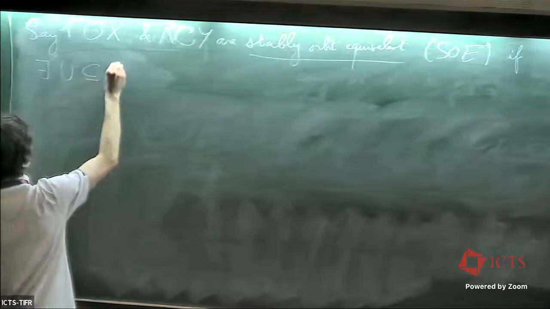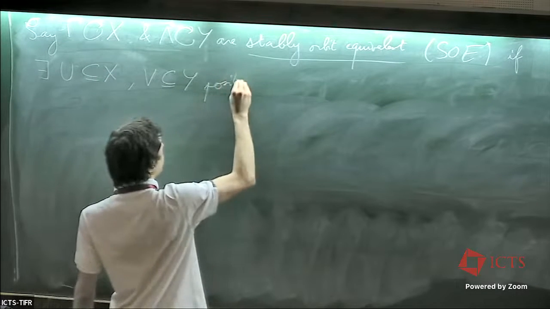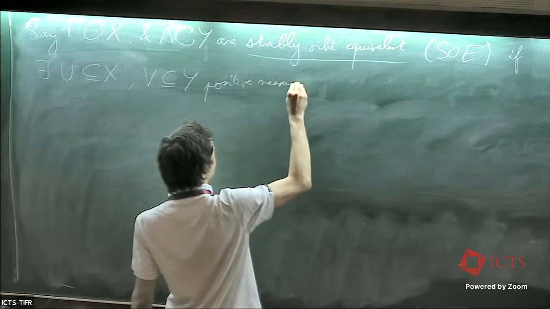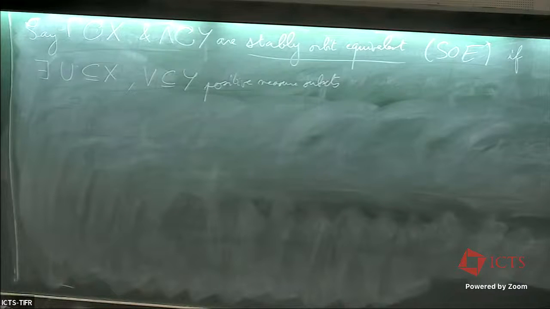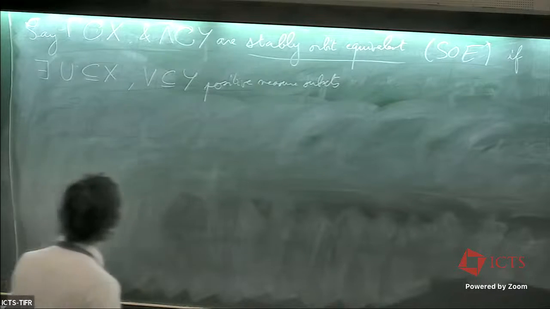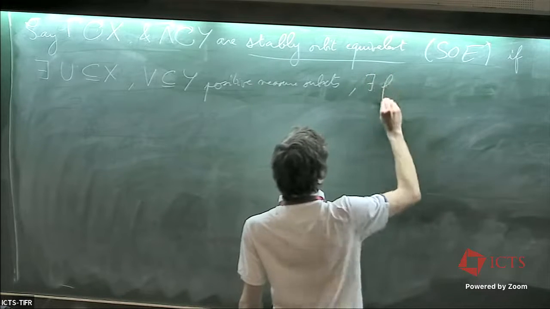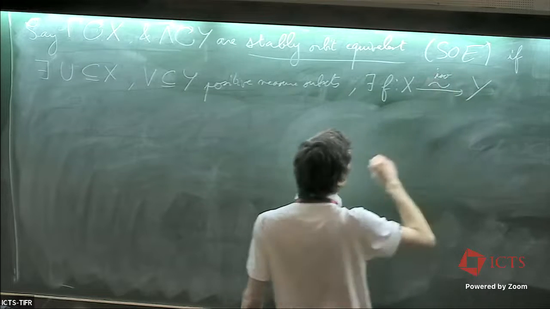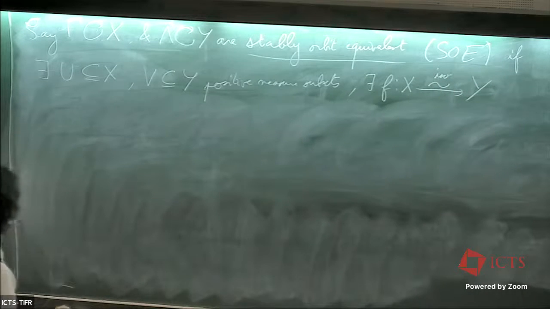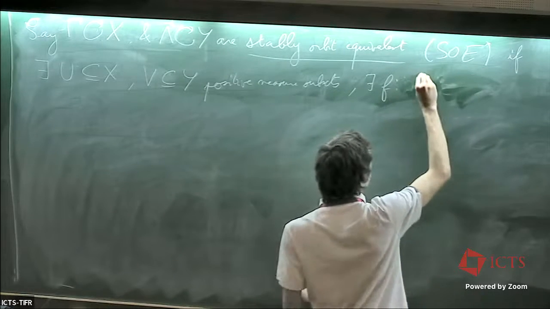So if you can find positive measure subsets inside X and Y, which do not need to have the same measure, and an isomorphism between, not between X and Y, but between U and V.